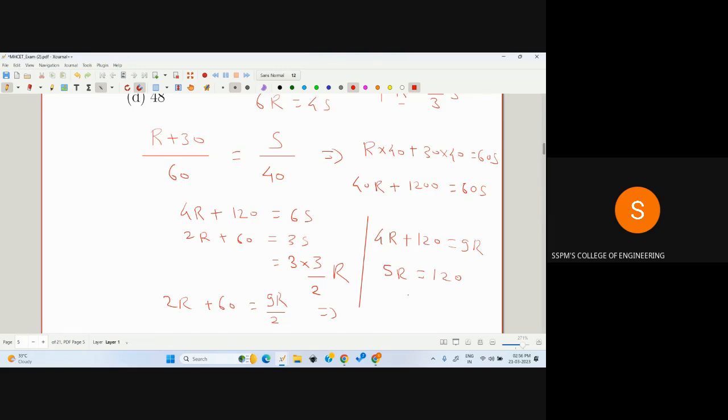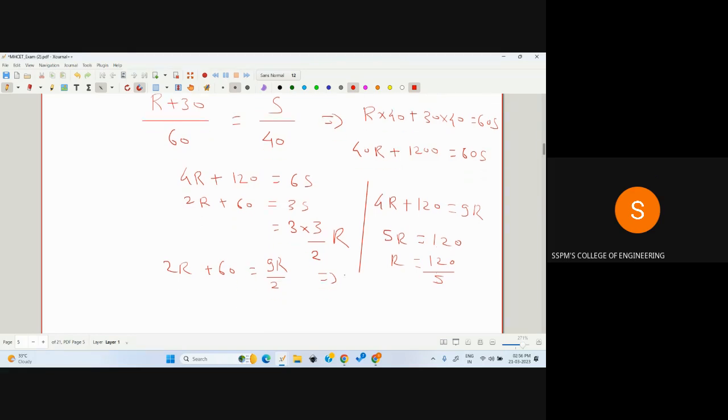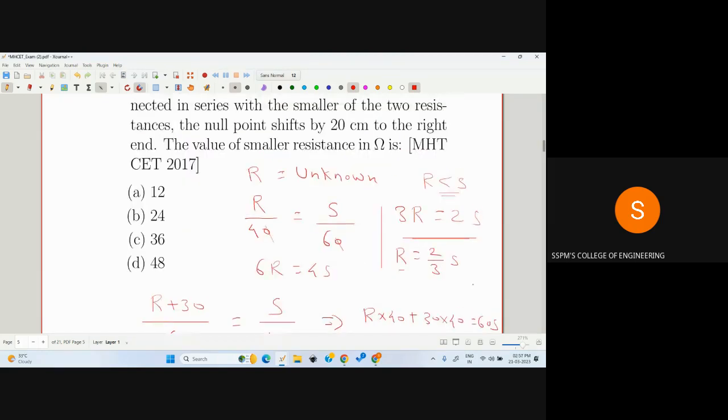And then find R. 120 divided by 5. So what will be the answer? 5 twos are 10 and 5 fours are 20. The answer is 24. So what is the unknown resistance? R is 24 ohm. So what is the option? You look at the options. A is 12, B is 24. 24 is the correct answer. The option B is correct.